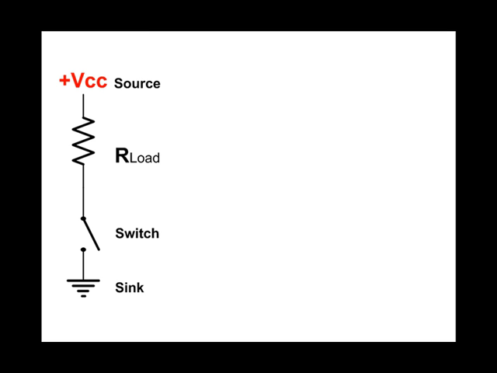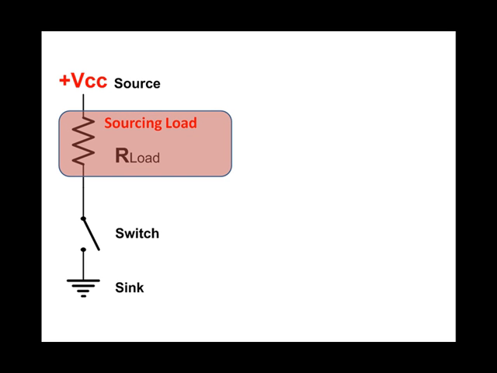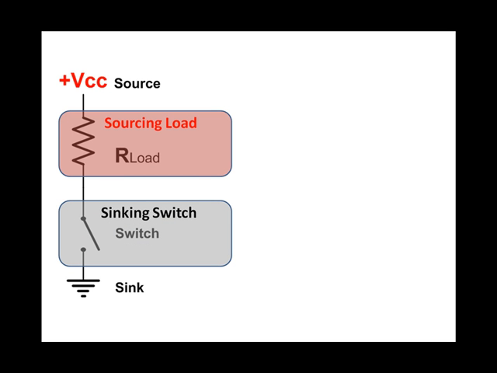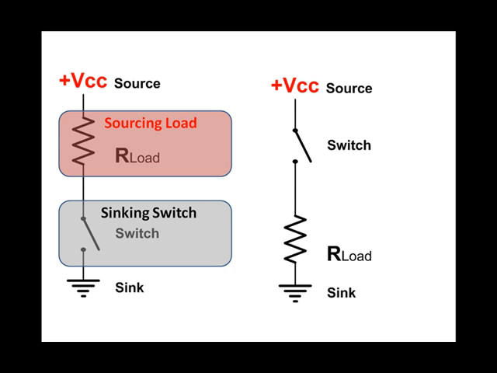If you swap the control switch and the load positions in this circuit, the switch is now sourcing and the load is sinking. It's that simple. Whichever of the two, the controller or the load, whichever of the two is closest to the source is the source, whichever is closest to ground or the sink is the sink. Sourcing, sinking.